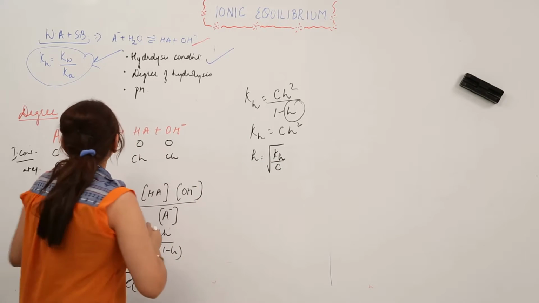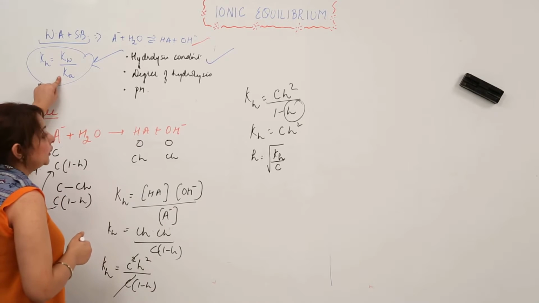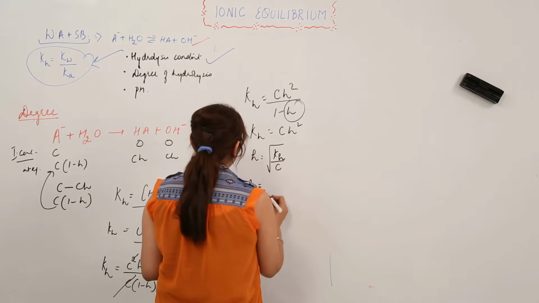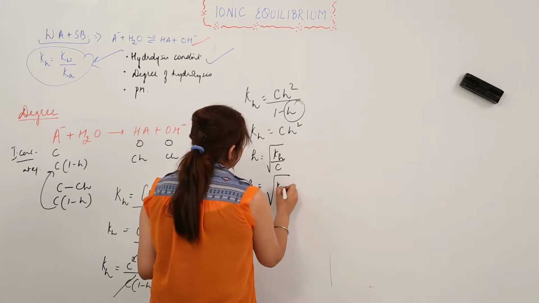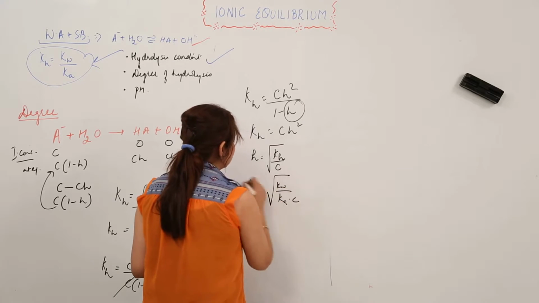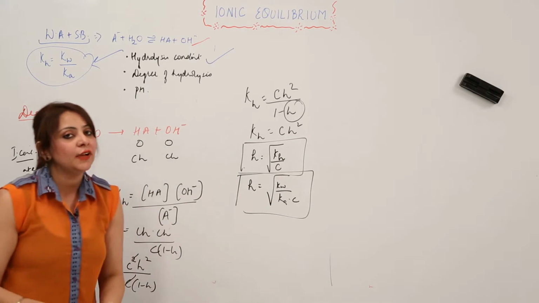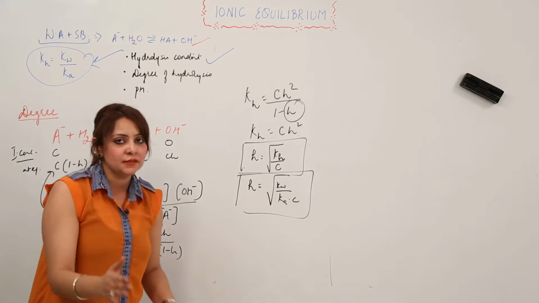We also know that Kh is equal to Kw upon Ka. So I can write this equation this way also, that h is equal to the square root of Kw upon Ka into C. Either of these can be an expression to show the degree of hydrolysis. I think it's clear to you.